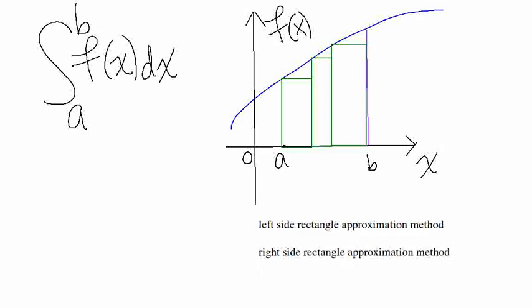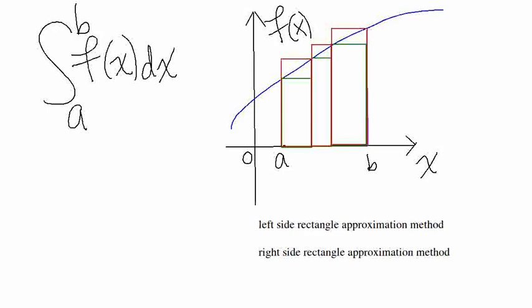rectangle approximation method. Okay? Let me show you what a set of rectangles corresponding to the right side rectangle approximation method would look like. So that method would correspond to using the red rectangles that I've drawn. Okay? Notice that the left side rectangle approximation method would underestimate the correct value, and the right side rectangle approximation method would overestimate the correct value.